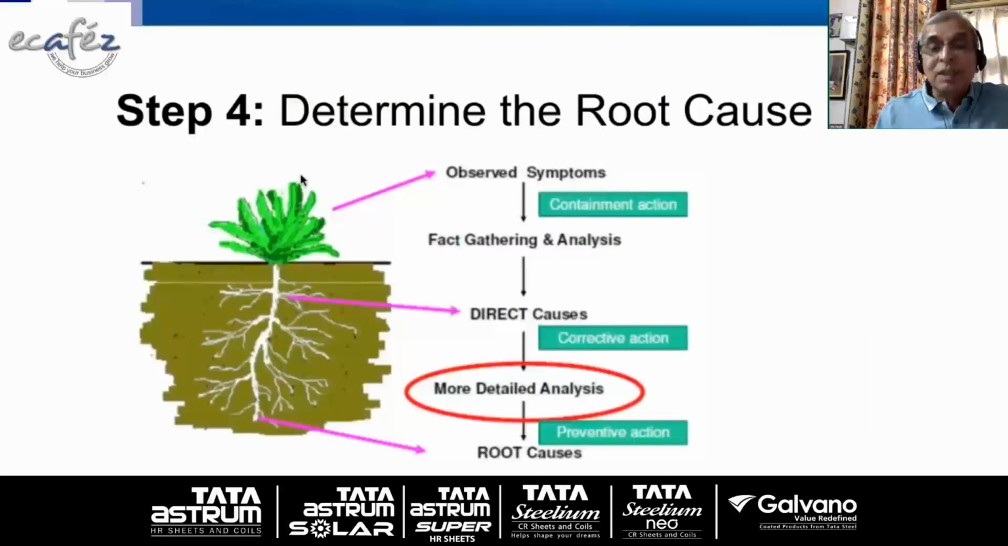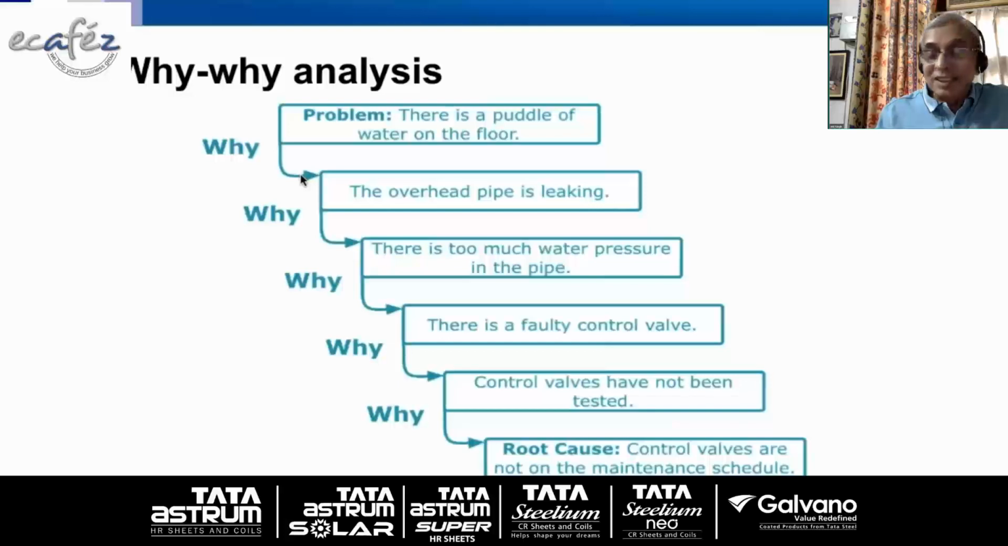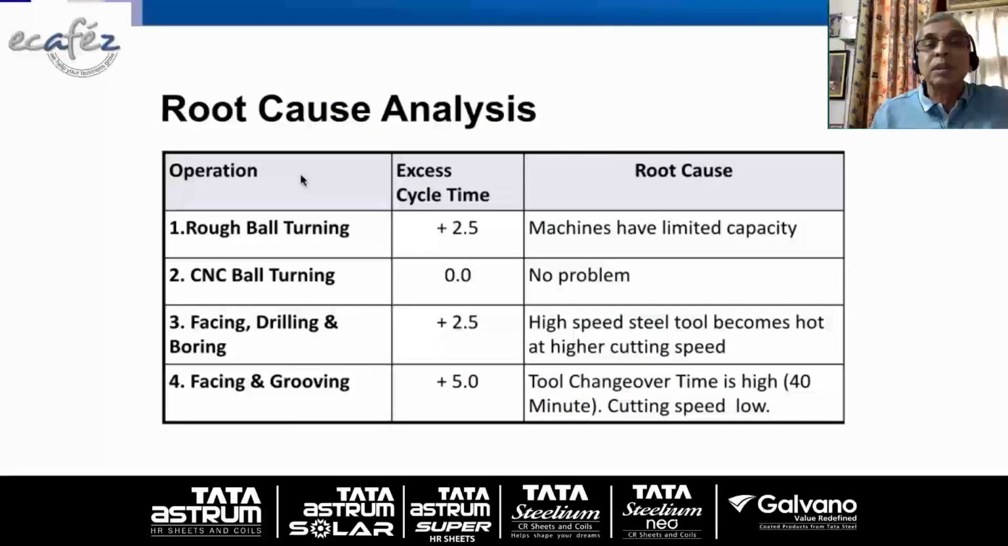Now, the root cause. All of you know the cause and effect diagram and the Why-why analysis. These are the 2 most common and most effective tools used. So the whole team, with knowledge of these 2 techniques, identified the root causes. Rough ball turning has limited capacity. CNC ball turning, there is no problem at all. It has a 20-second time.